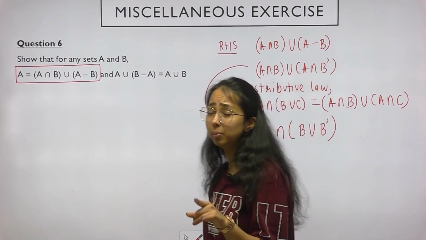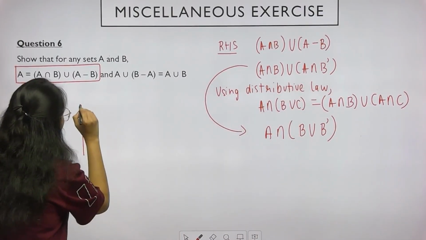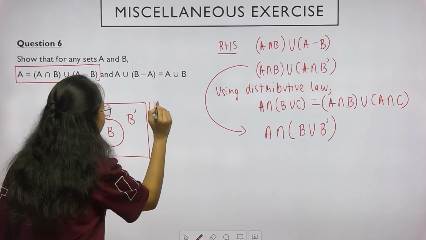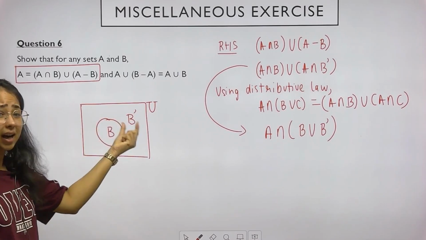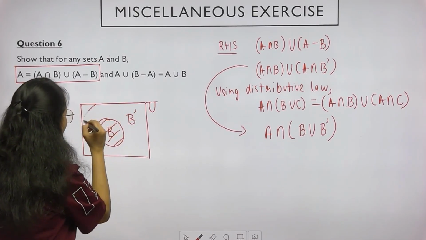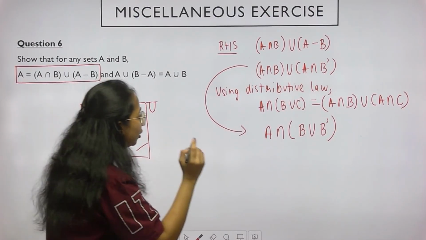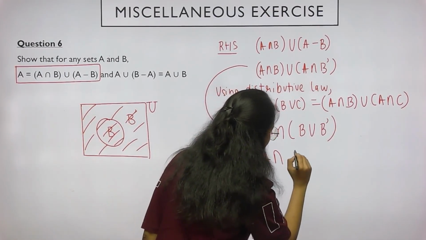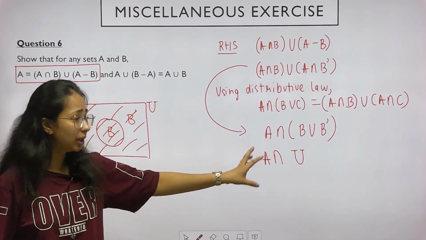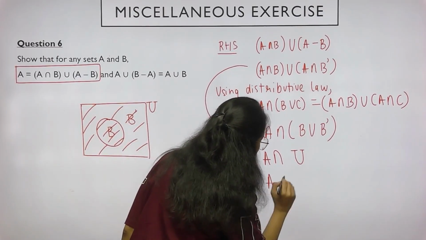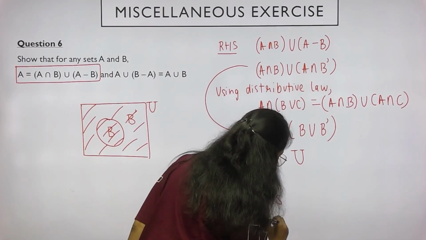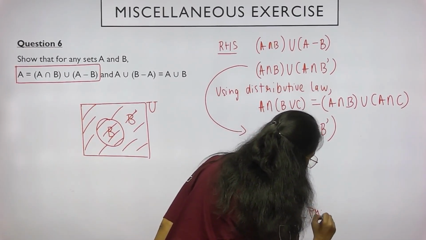Now, let's check what B union B complement will be. Let's draw a Venn diagram. Here we have B and here we have B complement. So what will be B union B complement? We will take B and we'll take B complement as well. So it becomes A intersection the universal set. Now what is A intersection universal set? What is common between A and the universal set? It is equal to A only. Hence proved, this is your LHS, and we have proven this particular statement.